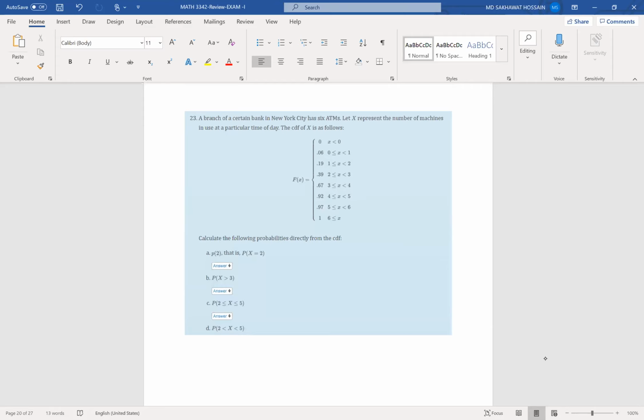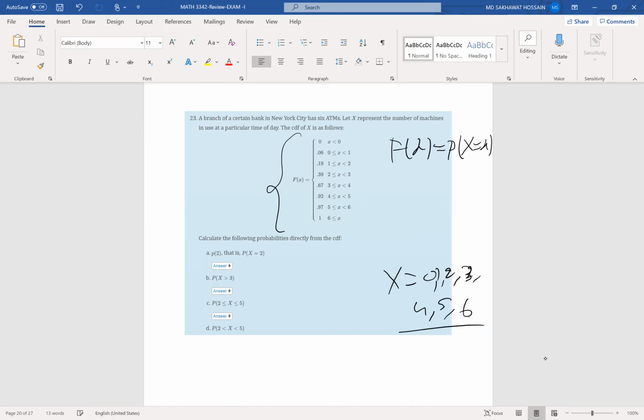So here we are given the cumulative frequency, and f of x is 0 when x is less than 0. So what is f of x? F of x is the probability of x less than or equal to x. Here x is a discrete random variable and x represents the number of machines. So the possible values for x are 0, 1, 2, 3, 4, 5, and the maximum is 6.